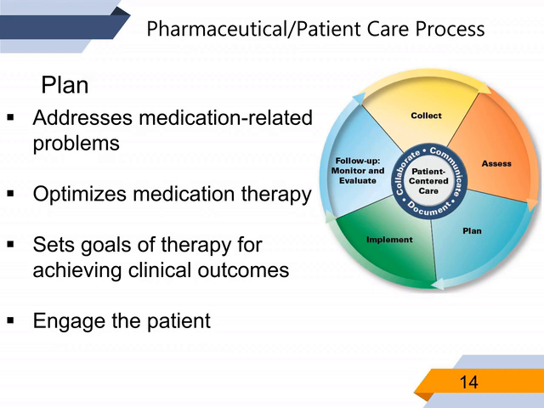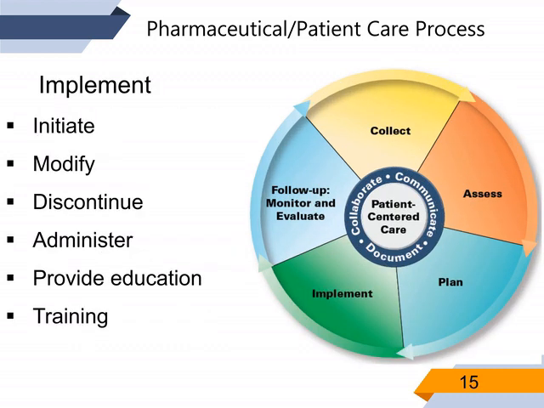This process includes establishing a care plan that addresses medication-related problems and optimizes medication therapy, sets goals of therapy for achieving clinical outcomes in the context of the patient's overall healthcare goals and access to care, and engages the patient through education, empowerment, and self-management. Once the plan is ready, the pharmacist implements the care plan in collaboration with other healthcare professionals and the patient or caregiver.